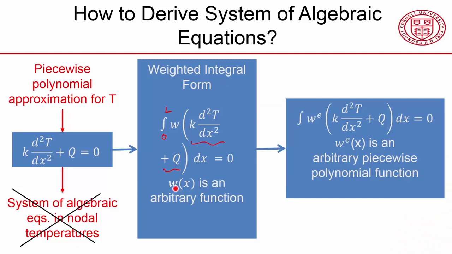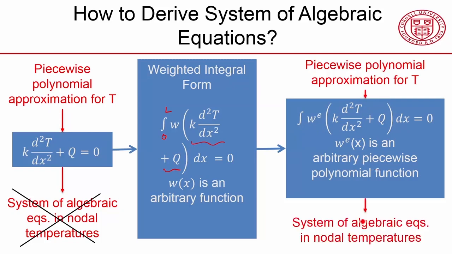So I'll say, hey, instead of satisfying it for an arbitrary function, I'll satisfy it for an arbitrary piecewise polynomial function. That means I assume a shape for W that looks like the shape for temperature, and we'll see that in a minute graphically. When I've approximated the weighting function that way, so I have a shape for temperature and a shape for W, now if I plug that shape into this, out pop my system of algebraic equations in nodal temperatures.